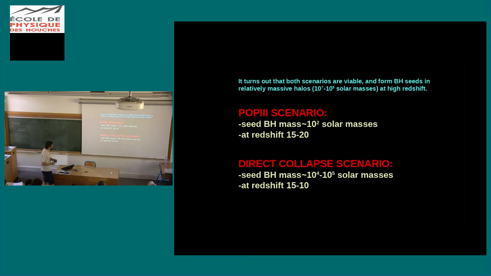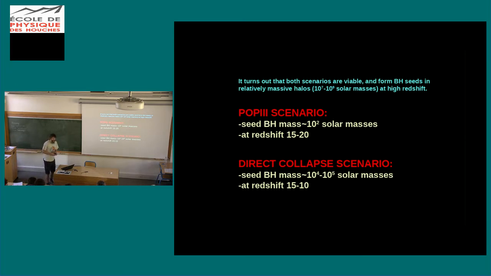Or you can form the seeds of the supermassive black holes via direct collapse, and here you can form something like 10 to 100,000 solar mass black holes at a redshift of 15 to 10.